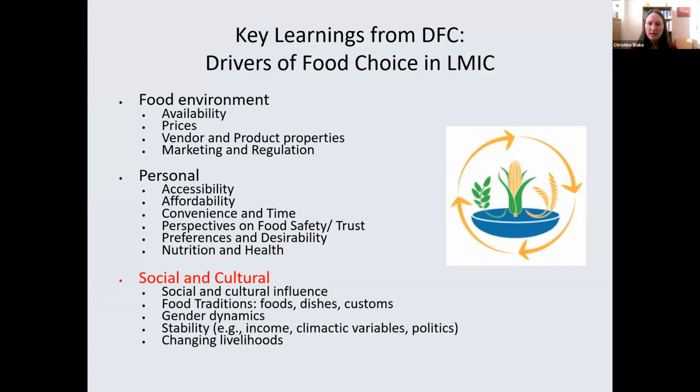Next, I'd like to talk a little about social and cultural drivers of food choice, including social influence of relationships with friends, peers, and food vendors, food traditions, gender dynamics, and stability. And these were powerful drivers of choice that shaped the relative importance of other drivers in decision-making. So shaped the relative importance of things like prices or convenience or nutrition.